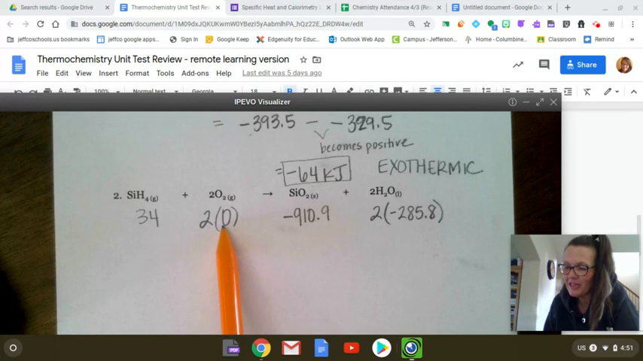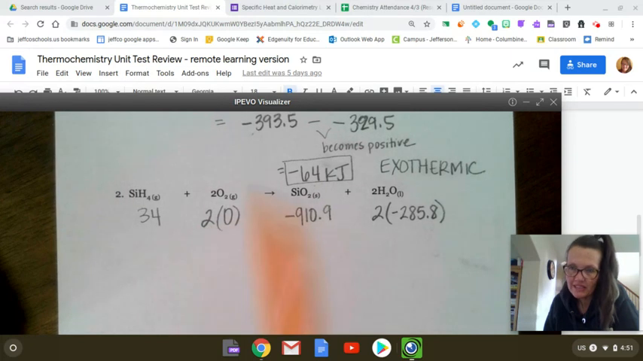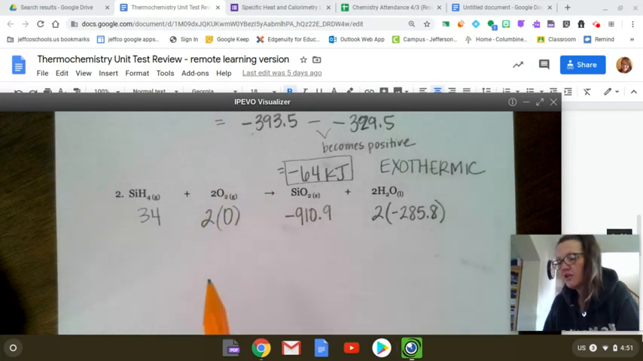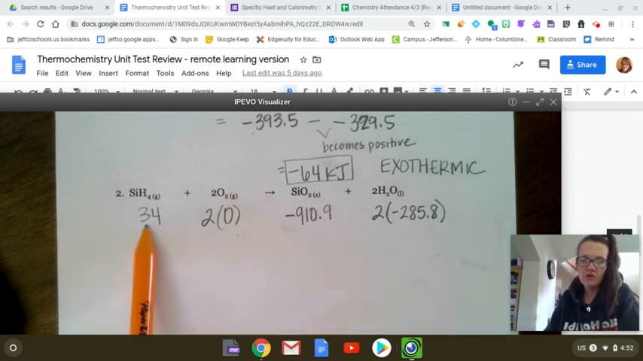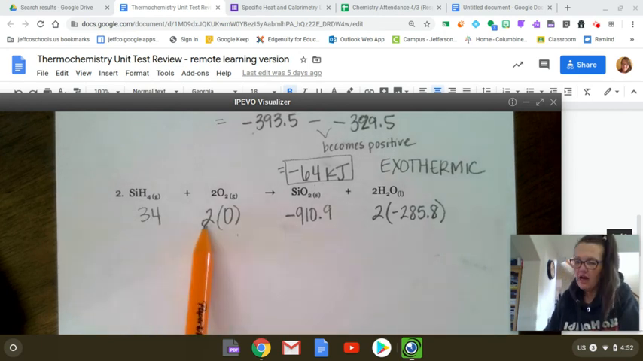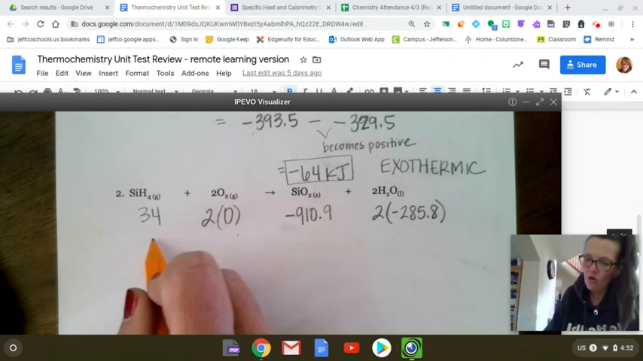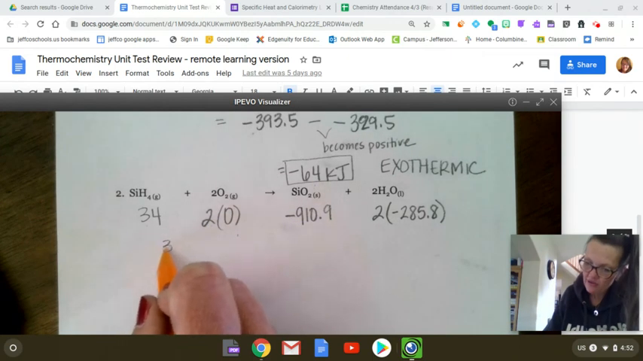Okay. So again, I really want to point out that when you do these problems, you have to multiply the heat of formation by however many moles are involved, because if there's more than one mole of the molecule involved, then that means there's going to be that much more energy. Okay. So again, I'm going to total my value. So 34, right? Plus 2. So the total is 34.